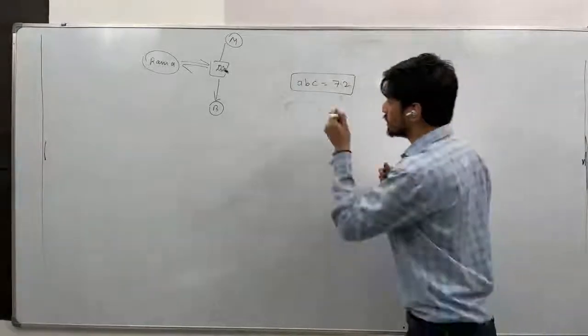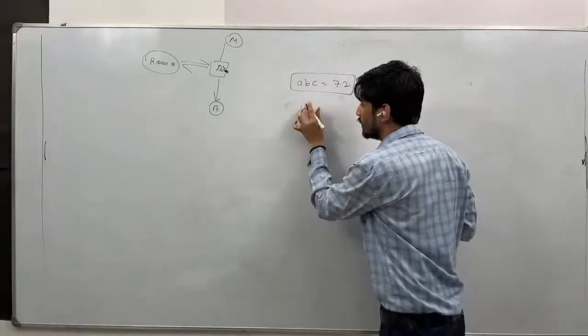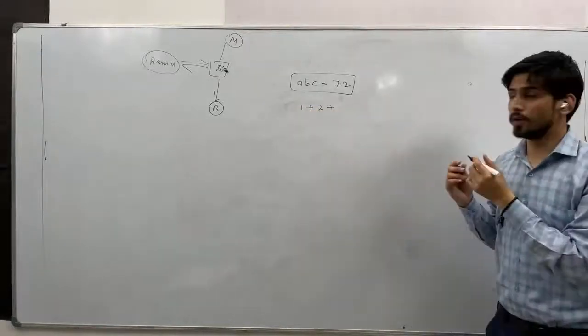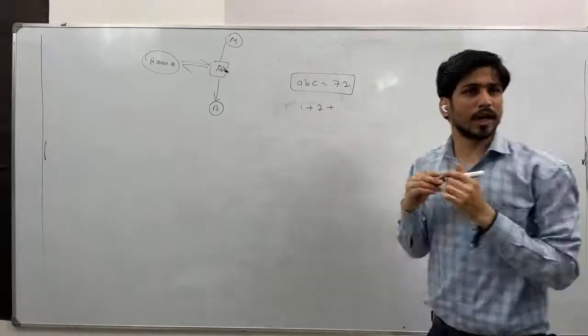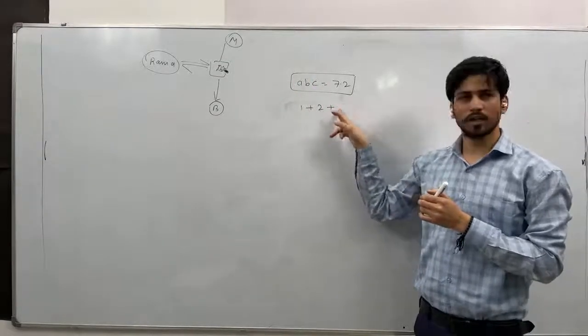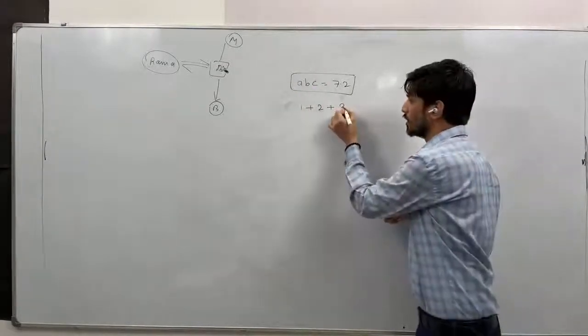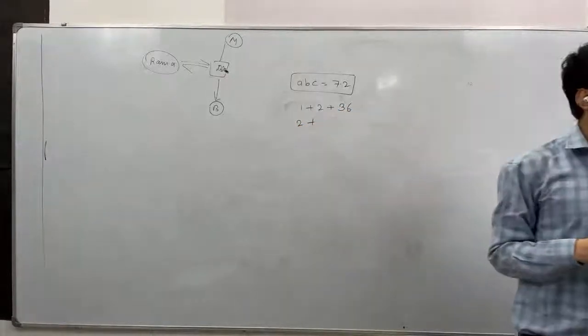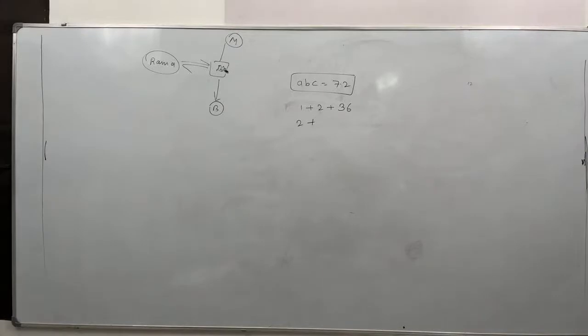You start, let's say, with 1, then 2, then 36. Then you start with 2. It means you have to write all possible combinations of 72 such that there are three numbers and all three are distinct. Clear?